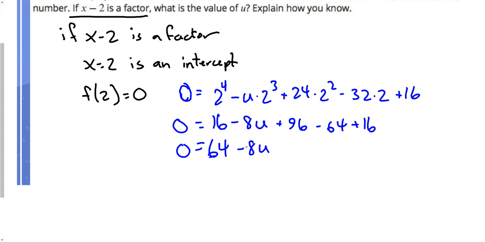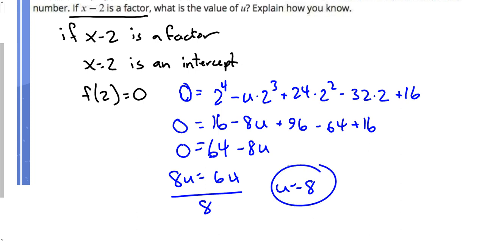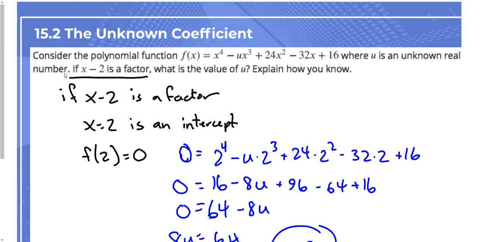What I could do now, if I wanted to, is to move the 8u to the other side, add 8u to both sides, divide by 8, and u equals 8. So this only works when u is 8.